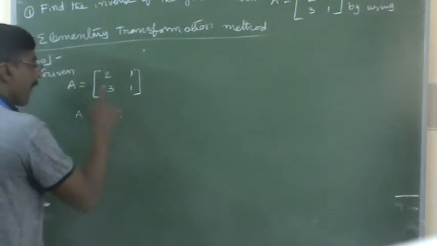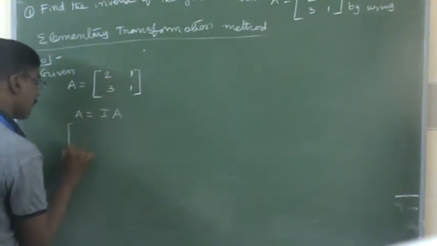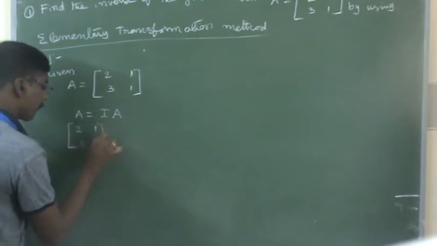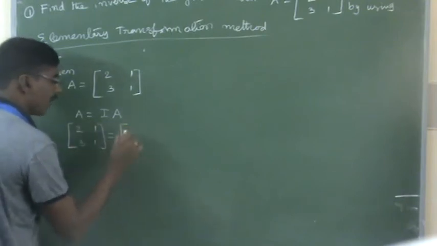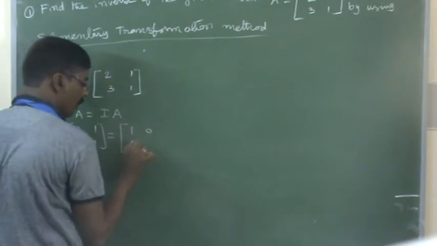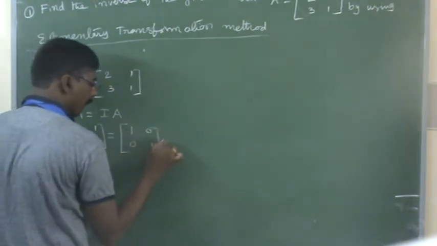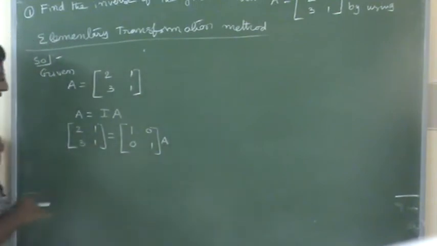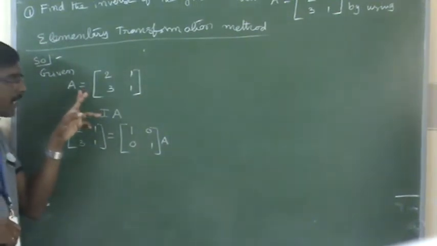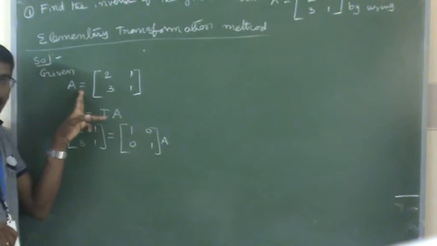Here, what is matrix A? Matrix A is [2, 1; 3, 1]. What is the unit matrix? [1, 0; 0, 1], the unit matrix, into A. This is the method. Very important. This is the given matrix.